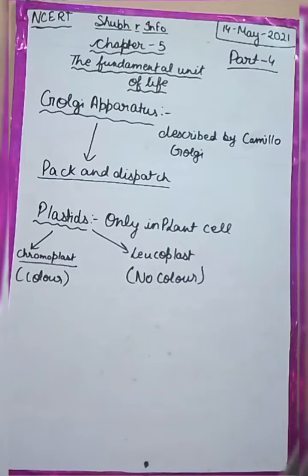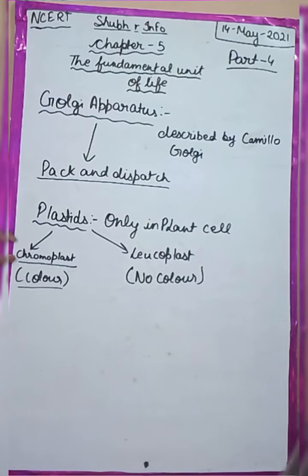We know that chlorophyll is present. Chlorophyll is a pigment which gives green color to the leaves, right? But that chlorophyll is present in the full plant cell. The chromoplasts give color. These are the chromoplasts, those plants which contain color, for example flowers, but they are not at all green color flowers.